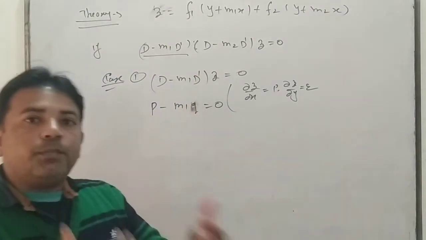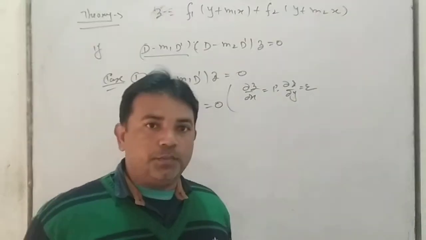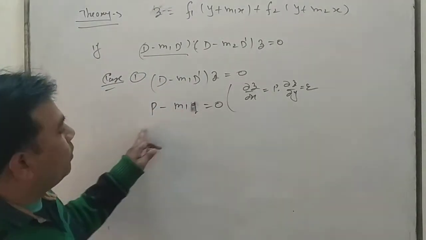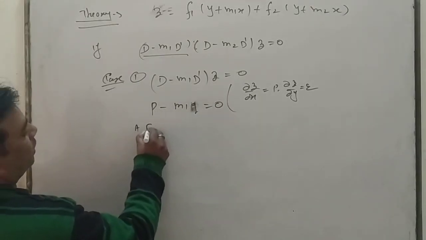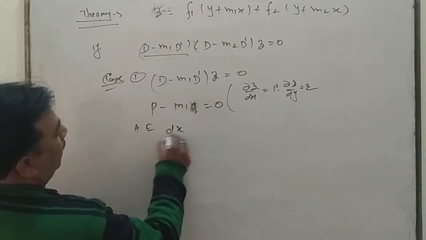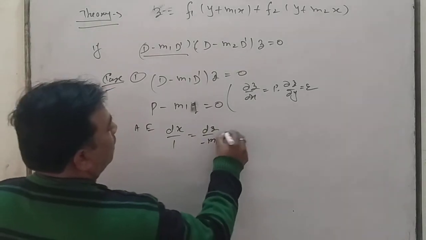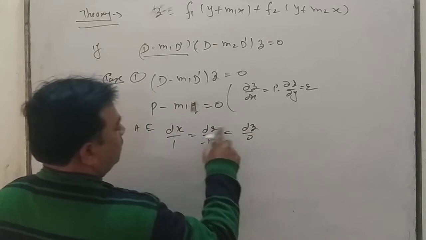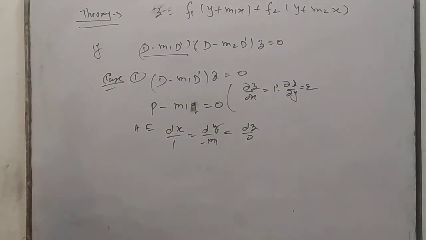How to solve the Lagrange partial differential equation in this form? We discussed it in my previous video, so I again request you to see my previous video on the complete solution of the partial differential equation. The auxiliary equation of this is dx over 1 equal to dy over minus m1 equal to dz over 0.